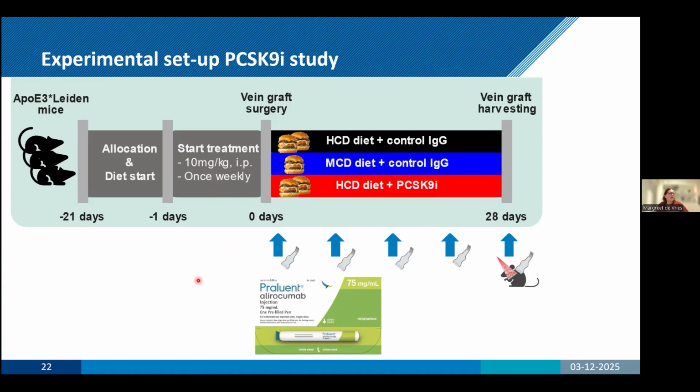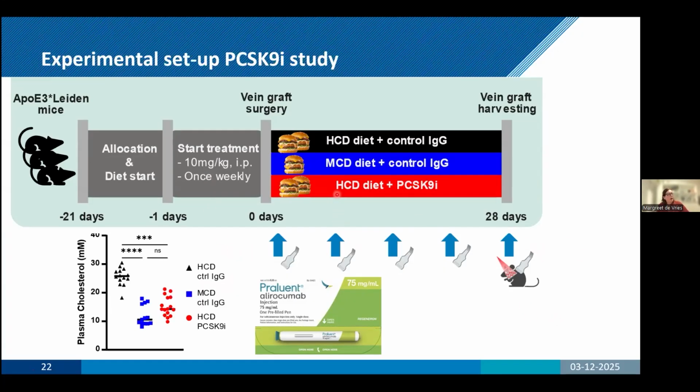We also performed ultrasound analysis on a weekly basis, and at the end point we also did photoacoustic imaging. So how does this look on cholesterol lowering effects? Here you can see that the high cholesterol diet group has quite a high plasma cholesterol. The mild cholesterol diet group has plasma cholesterol levels around 10 millimolar, and also the high cholesterol diet group with PCSK9 inhibition has comparable cholesterol levels as the mild cholesterol diet group.